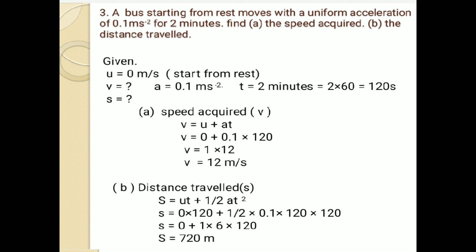Next, for distance traveled we know the formula, the second equation of motion: s is equal to ut plus half at square. s is equal to 0 into 120 plus half into 0.1 into 120 into 120, because at square means 120 square. Next, 0 into 120 is 0 only, plus 1 into 6. How 6? Half of 0.1 is 0.05, and you can shift the point to get 6. So 6 into 120. So our distance traveled is equal to 720 meter. I hope you are clear on this concept, this sum.